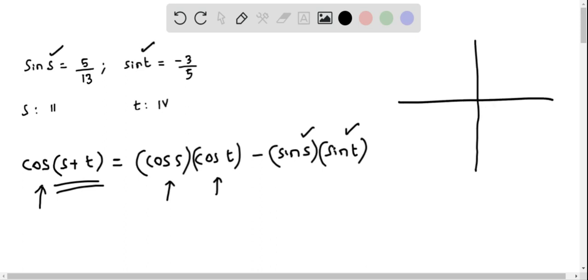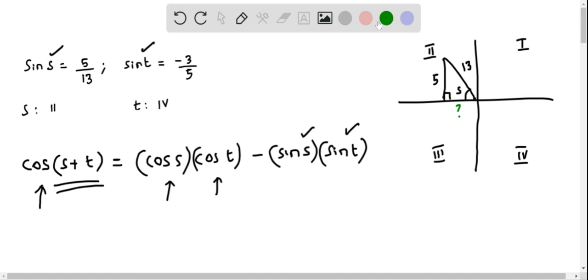So first, let me put the quadrants. We have to construct a right triangle in quadrant 2. So this is quadrant 1, quadrant 2, quadrant 3, and quadrant 4. So let me construct a right triangle like this. And this angle is s, because s lies in quadrant 2. And we are given that sine s equals 5 by 13. So sine s is opposite over hypotenuse. So therefore, I'm marking the opposite side length to angle s as 5 and hypotenuse as 13. So first, we can determine this side length.